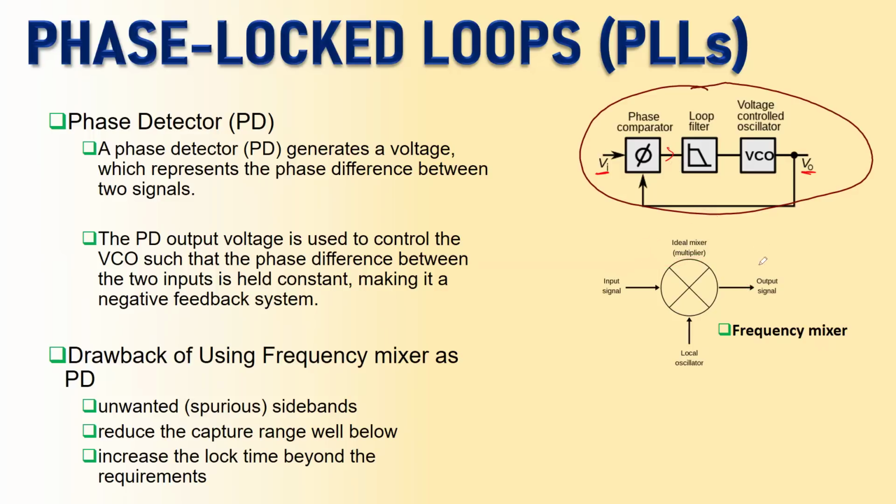But the drawback of using such a simple frequency mixer as the phase detector is that it generates spurious sidebands. The output signal of this mixer would be a carrier along with the two sidebands, but it will also have multiple sidebands near the carrier. They are called spurious or unwanted sidebands. Using this frequency mixer as a PD can also reduce the capture range well below the requirement, and it can also increase the lock time beyond the requirement. So that is the drawback.